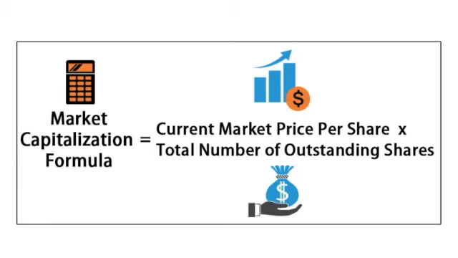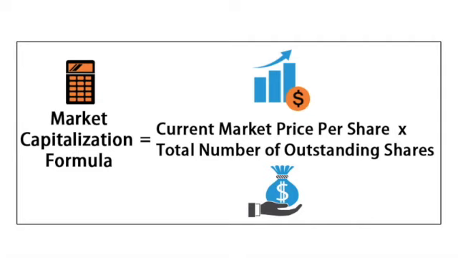So to begin with, the formula, as we can see on the screen, is price per share times the total number of outstanding shares which have been issued. So it's the number of shares that have been issued that are outstanding. So it's the aggregate market value of a company, and it's represented in monetary terms.